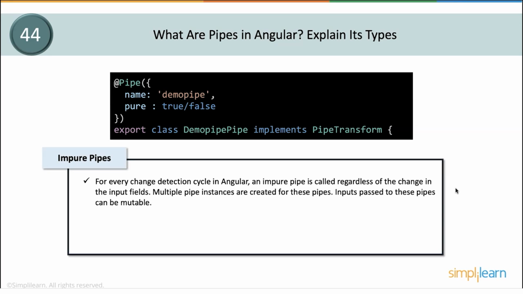You can see here the impure pipes are called for every change detection that happens in Angular. Are we clear? It regards changes in the input fields, and they will be called every time. So multiple pipe instances are created for these pipes. Inputs passed to these pipes can be mutable. By default, all pipes are pure. Only if you want to make it impure, you say pure: true or pure: false.